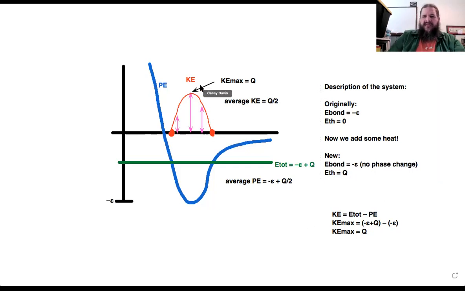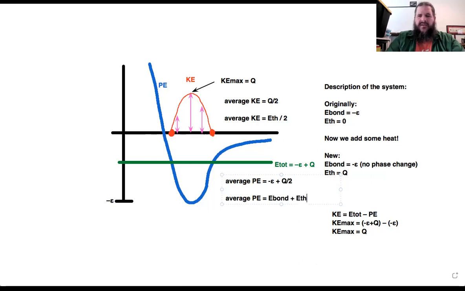So that means the average kinetic energy is half the thermal energy, and the average potential energy, at least the amount we added, is half the thermal energy. So let's make those substitutions. Average kinetic energy is half the thermal energy. Average potential energy is negative epsilon, which was the bond energy and still is, plus half the thermal energy. So this is how that breaks down.